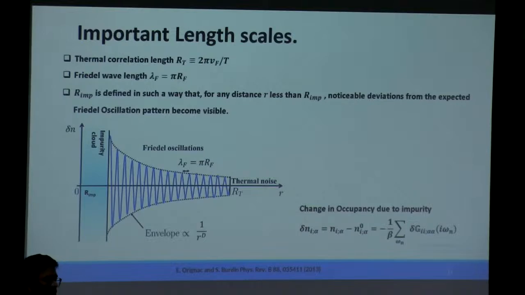So here we also need to consider three important length scales. The three important length scales are the thermal correlation length, the Friedel wavelength, and the impurity cloud length scale. The thermal correlation wavelength is the wavelength from where thermal agitation dominates the Friedel oscillations. So they are extremely far away from the impurity, where we cannot find any pattern. The other is the Friedel wavelength, which, as the name suggests, is the wavelength of the Friedel oscillation. And the other length scale is R_imp, the impurity cloud length scale. This is the length scale below which two impurities can interact with each other. Okay, fine.